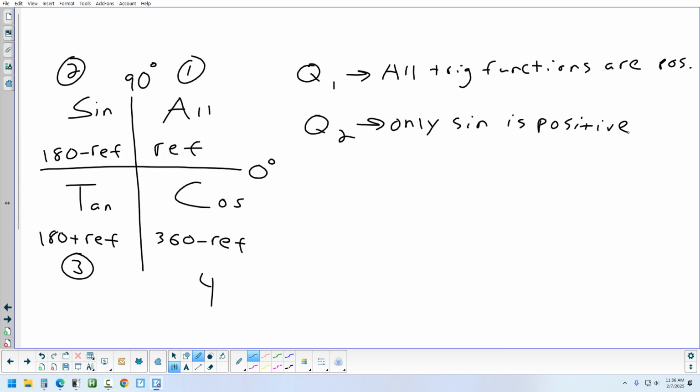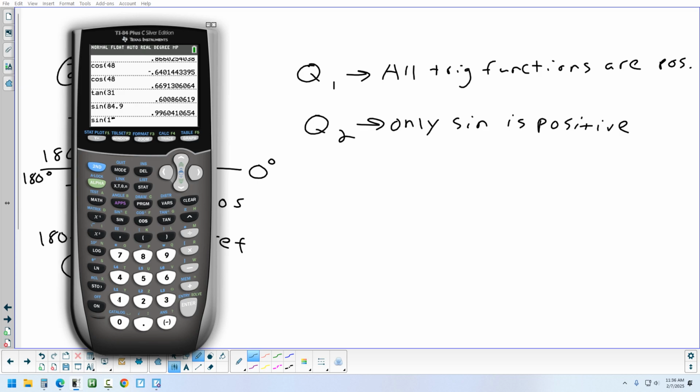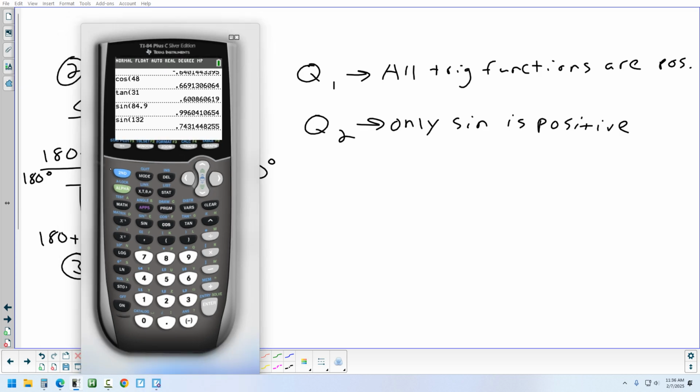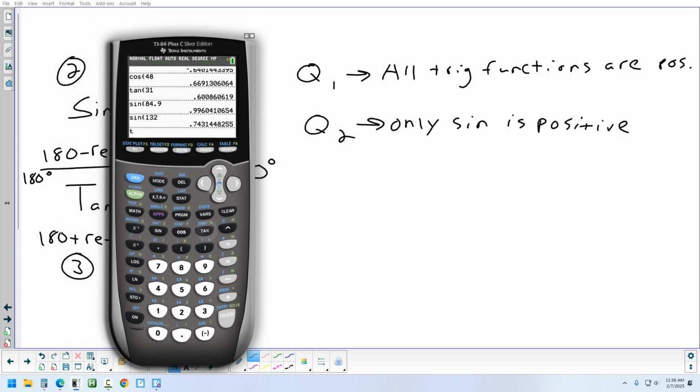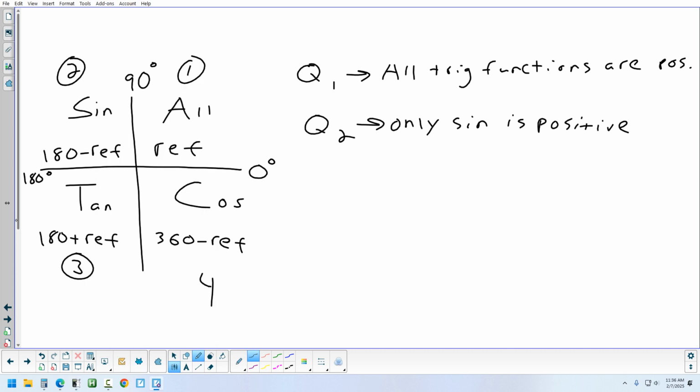Let's pick an angle in quadrant 2. Somebody give me an angle in quadrant 2. 132. Let me take the sine of it. Sine of 132 comes out positive. Let's take the tangent. It comes out negative. Take the cosine. It comes out negative. The only trig function that is positive in quadrant 2 is the sine.